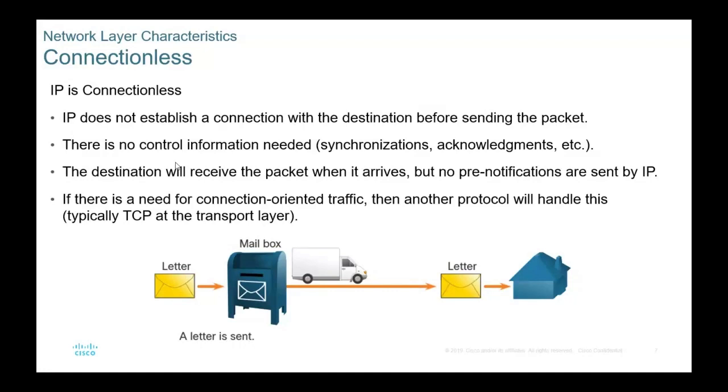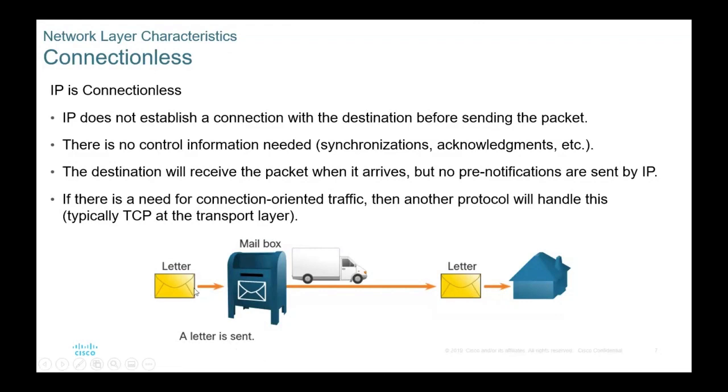There's no pre-notification sent by IP. If there is a need for connection-oriented traffic, another protocol handles this, and this is typically TCP at the transport layer, which is the next layer up. That's the whole point of layers. Each layer takes care of its business, and if each one does its job, then it all works together. So it doesn't need to worry about everything; it just needs to worry about its job.